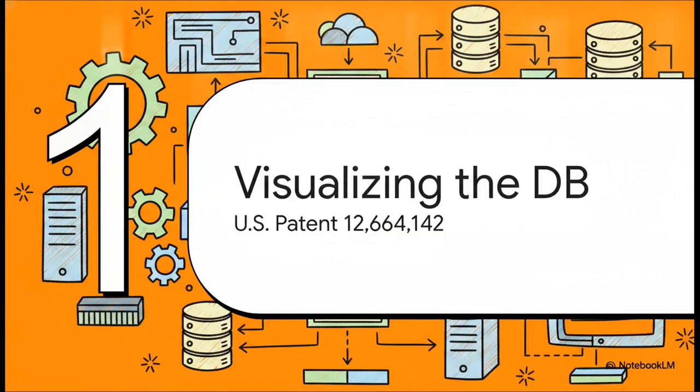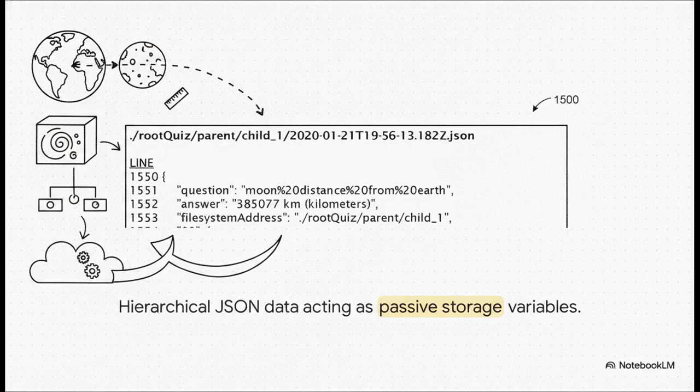Moving right along, let's get into the self-explanatory database, visualizing U.S. patent 12,664,142. Let's actually look at the patent schematics to see how this all clicks into place. Notice how JSON data structures exist seamlessly within the hierarchical file system address. We're seeing data properties, in this specific case it's quiz questions and answers about the distance of the moon from Earth, stored natively right at this node address. This is the passive user data perfectly and cleanly organized in a parent-child relationship.